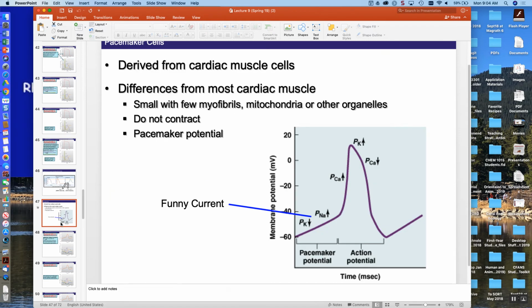All right, same idea here. A little bit more information. These pacemaker cells of the SA node are derived from cardiac myocytes, but they've differentiated. The major difference is they have small, few myofibrils, so they don't contract. They don't have myofibrils, mitochondria, or other organelles. All they do is depolarize. These are your pacemaker potential.